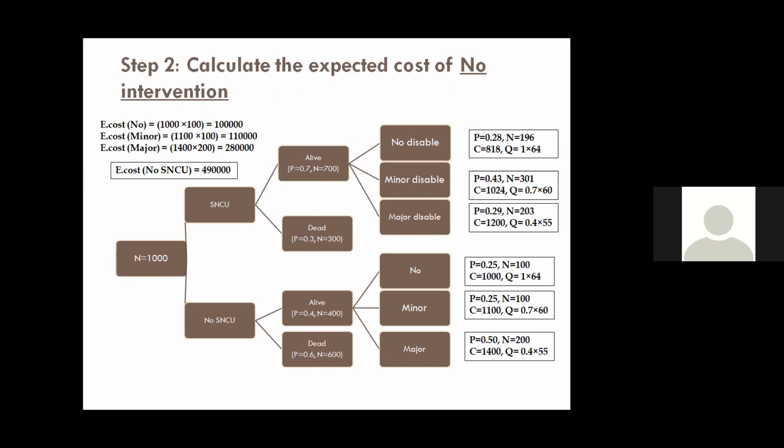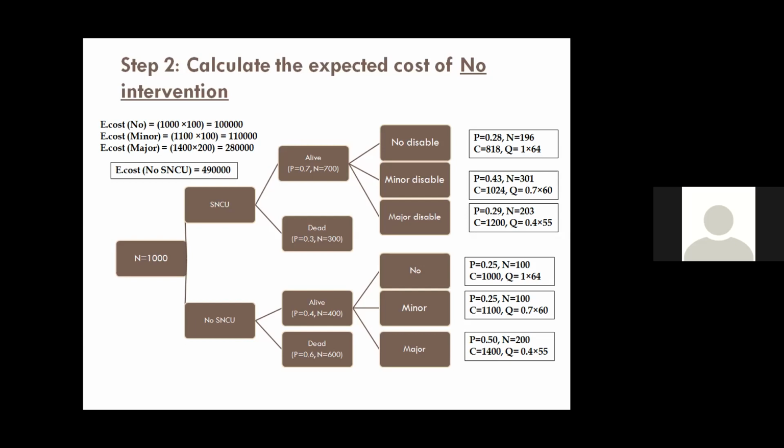And then you see there are alive and dead. Those who didn't go to SNCU, some of them alive, some of them dead. How many alive? 400. How many dead? 600, according to the probability. So we want to know the cost of the whole no SNCU case. Now this whole alive case. So what is the cost of alive? There are 3 options: no disability, minor disability, major disability.